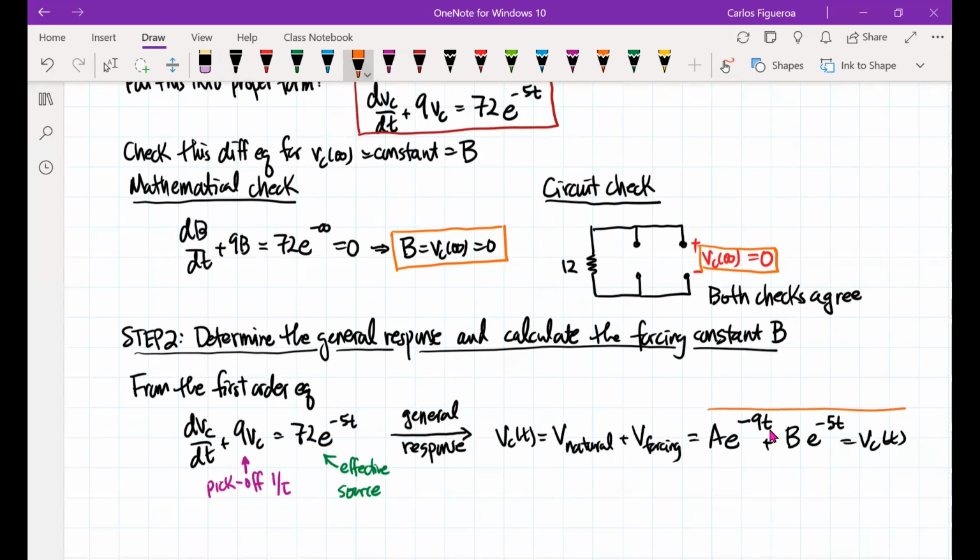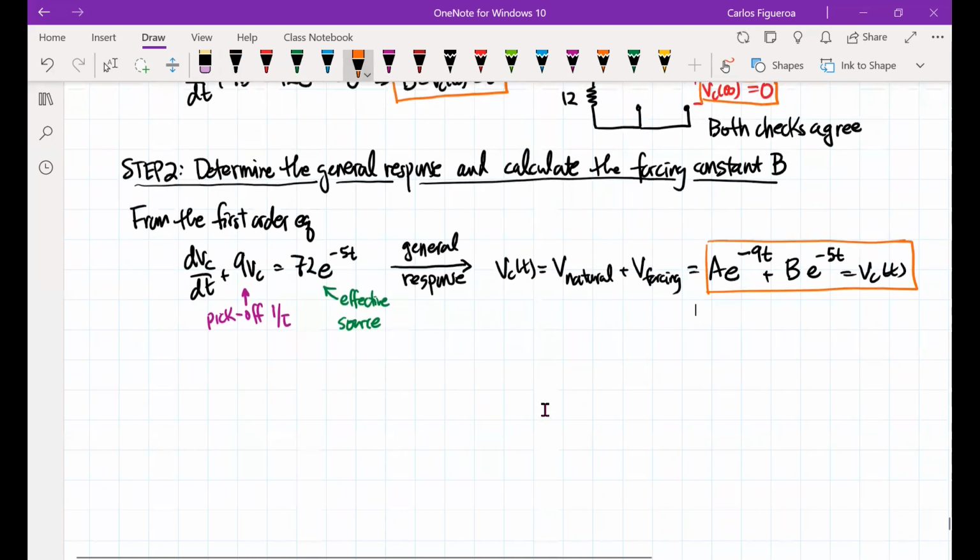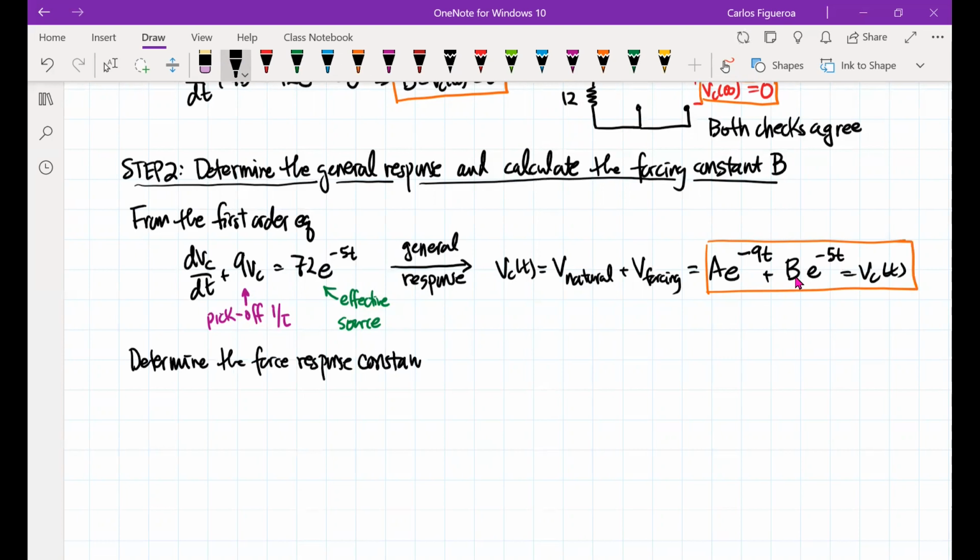So now I have my general response here. The first thing I have to do is determine the forcing constant B. So here we go. Now what I'm going to do is determine the forced response constant B. The way I do this is to substitute the forced response into the differential equation. So when I look at my forced response, it has to look like this. My forced response has to be of the order of B e to the minus 5t, as we just showed here. So if I plug this in, look what I'm going to get.